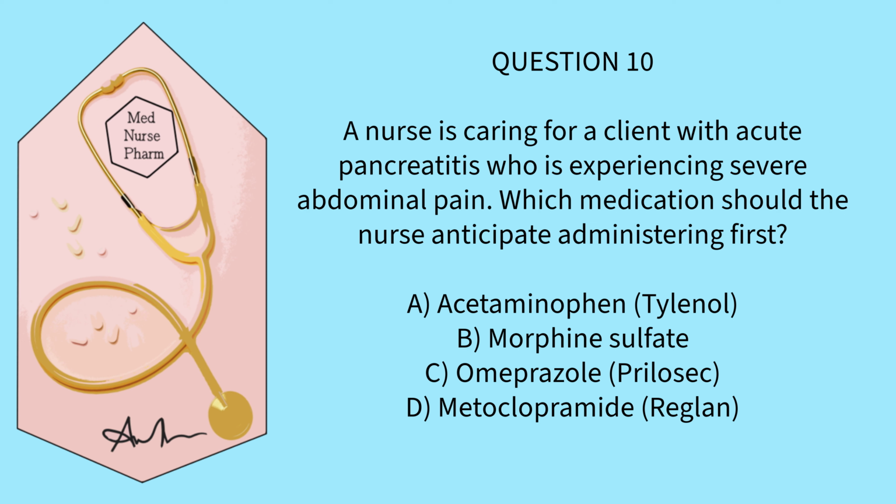Question 10. A nurse is caring for a client with acute pancreatitis who is experiencing severe abdominal pain. Which medication should the nurse anticipate administering first? Acetaminophen, morphine sulfate, omeprazole, metoclopramide. Pause the video and select your answer.